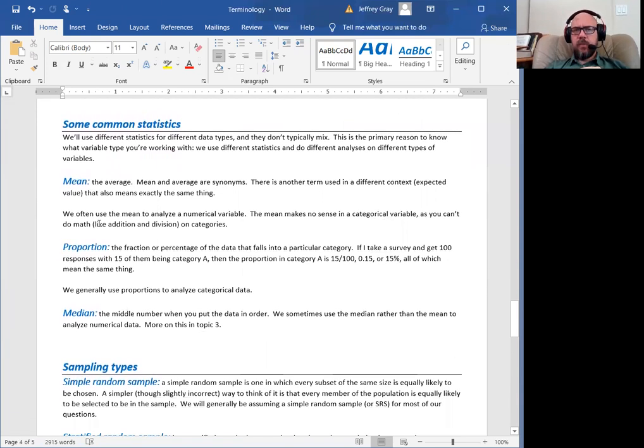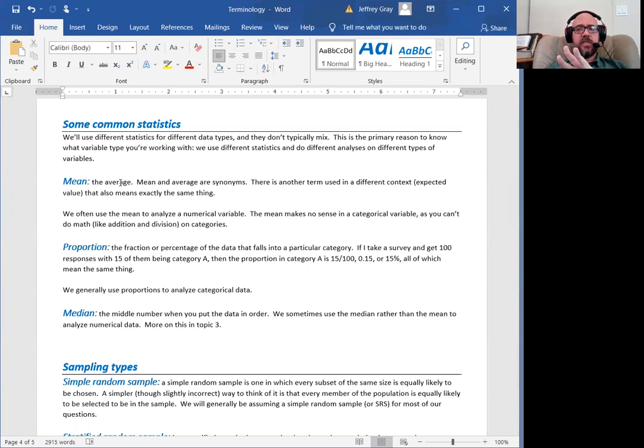And then here are some common statistics we're going to be using. Mean, we're going to use this one a lot. Mean means the same as average. They are synonyms. There's literally no difference. If you read in your book, the OpenStax book that we're using as a reference guide, they make some sort of arbitrary distinction about centers and centers of places versus numbers. Totally irrelevant. 100% irrelevant. Mean and average are synonyms.